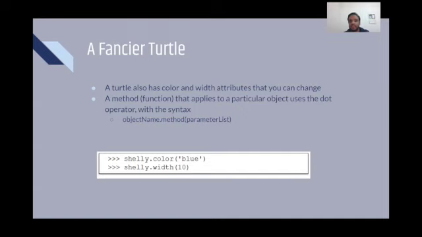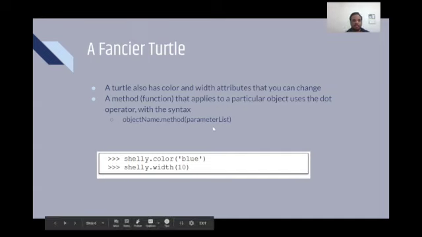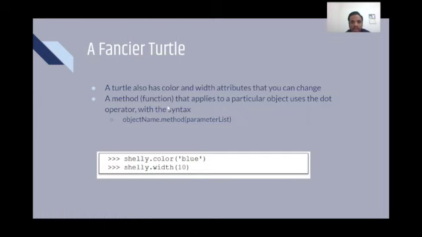And if you want to change the width of the turtle, you throw in the method: Shelly, the turtle object, the method width, and the parameter 10. So if you want to change the width to 10, you just pass in that command. A method is basically a function that applies to a particular object using the dot operator. So again, the syntax is the object name, the dot operator, which is like giving it a command, and the method, and next to it, inside the parentheses, the parameter being passed in.